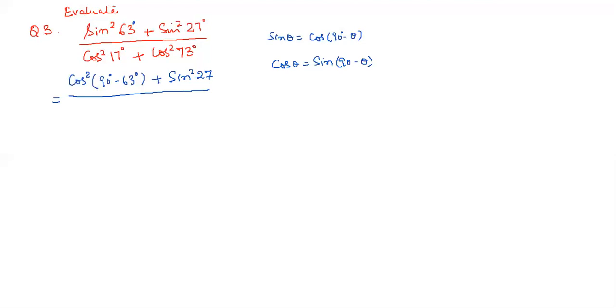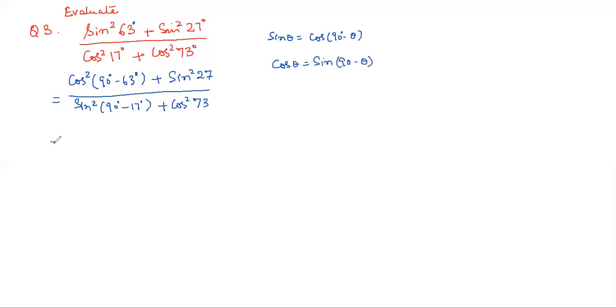So if you change it in this, you will be writing sine of 90 minus 17 degrees as cos theta. You are assuming 17 as theta. Cos theta will be equal to sine of 90 minus theta. So in place of theta, you will be writing the same angle which you have assumed as theta. And since it is a square here, you will put a square also. Then plus cos square 73 degrees.